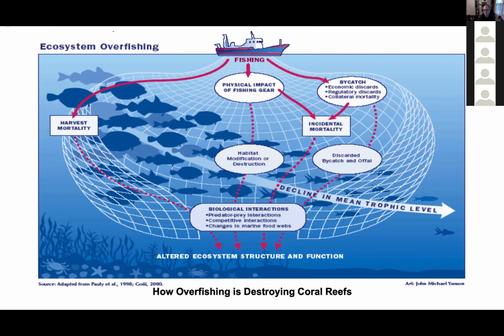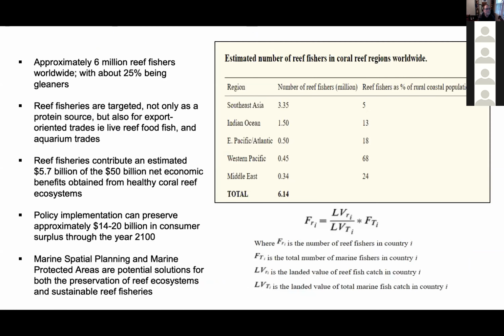Next slide, Alex. The world's need for seafood as a reliable protein source is only increasing, and fisheries must do their best to meet that increasing demand. In an attempt to quantify the number of reef fishers worldwide, in this study, researchers used the formula here on the bottom right to achieve estimates. So here are a few important facts.